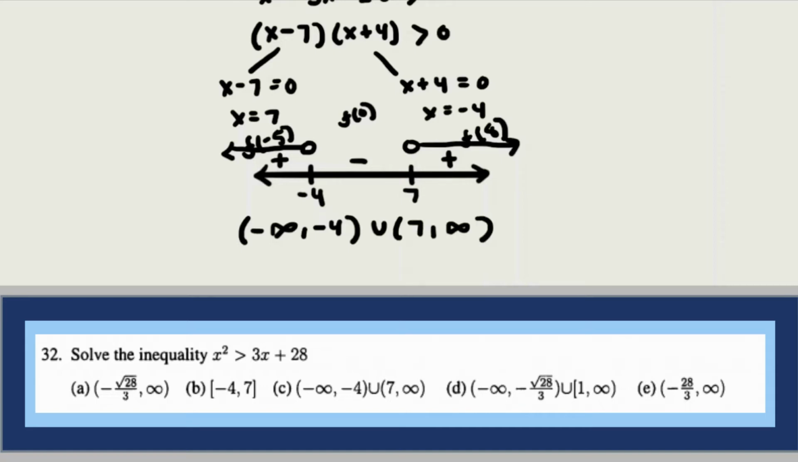Both parentheses because remember it's a greater than sign, which translates to parentheses in interval notation. So basically our solution is going to be -infinity, -4, union 7 to infinity. And the answer choice that corresponds to what we got is answer choice C. So answer choice C would be the answer to number 32.